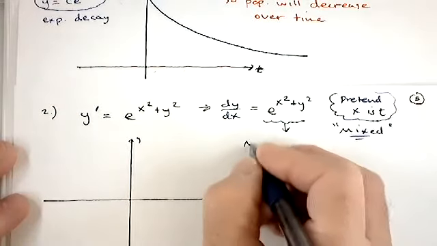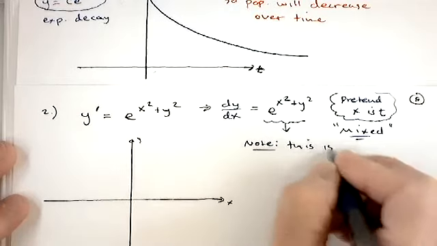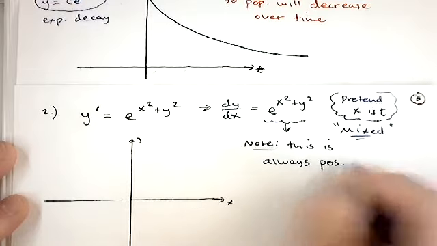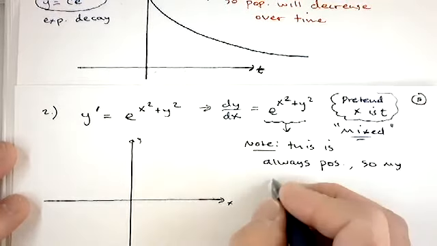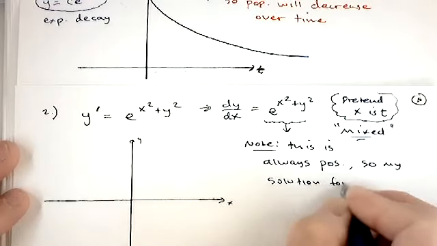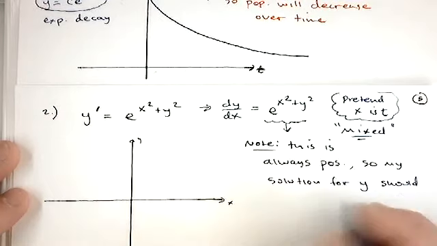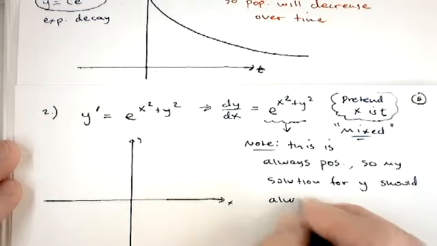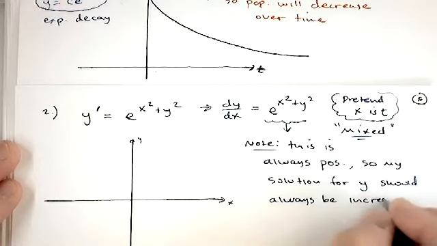So I'm going to put a note: this is always positive. And so what does that mean? So my solution for y, if the growth rate's always positive, that means my solution y should always be increasing.